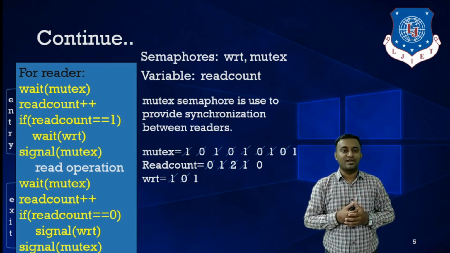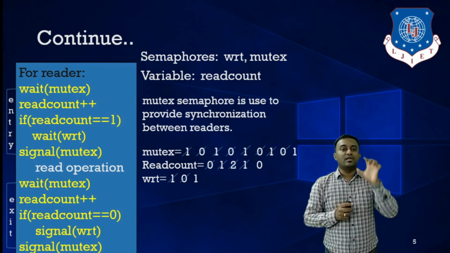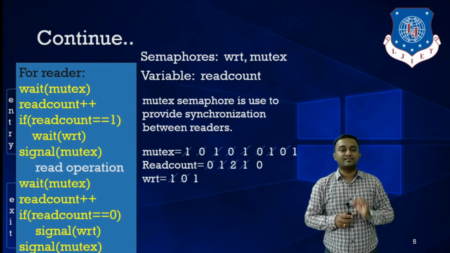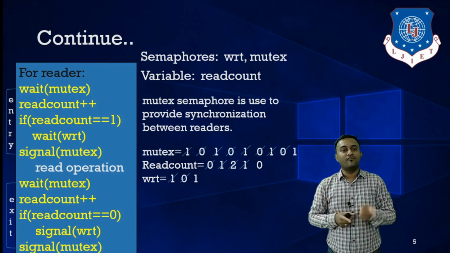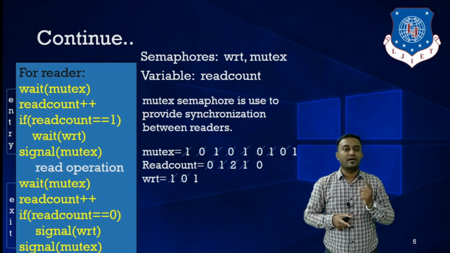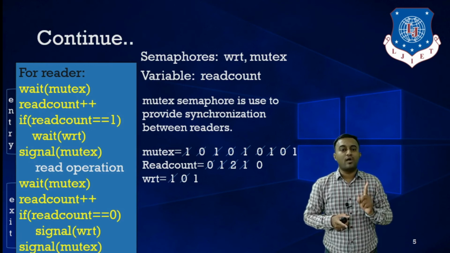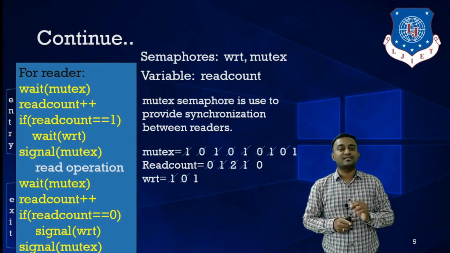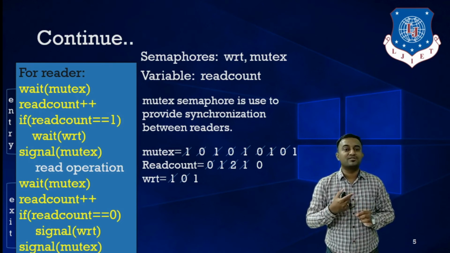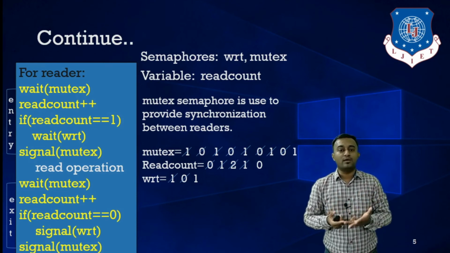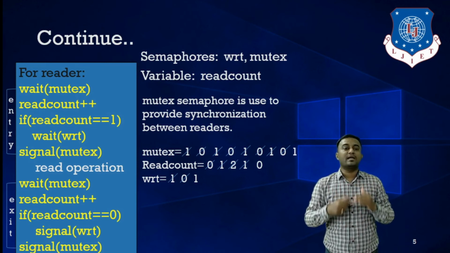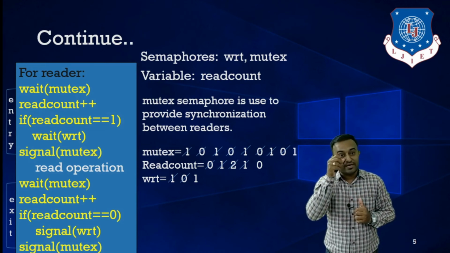Okay, now let us check if any other reader process wants to enter the critical section. In that case, is it allowed or not? So again we need to execute the same set of code in the entry section. Wait on mutex, definitely the mutex value is 1, so it will be 0. Read count plus plus, again it will be incremented by 1. So now the read count would be 2, meaning the second process is trying to enter the critical section. Again the condition would be checked. If read count is equal to 1, no, the condition is not satisfied, so it will come out of the if condition. So directly it will execute the signal on mutex.